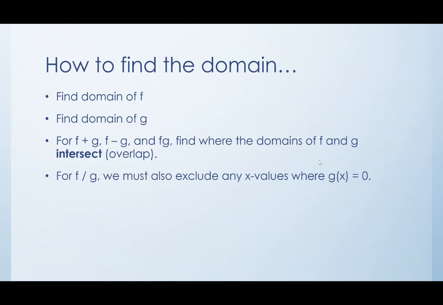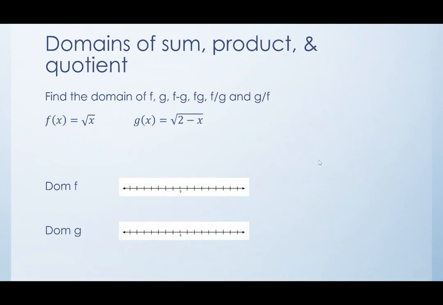For division, we're going to take that intersection, but we also have to exclude any x values that would cause g of x, our denominator function, to equal 0, because then we get a divide by 0 error, right? So let's look at an example.